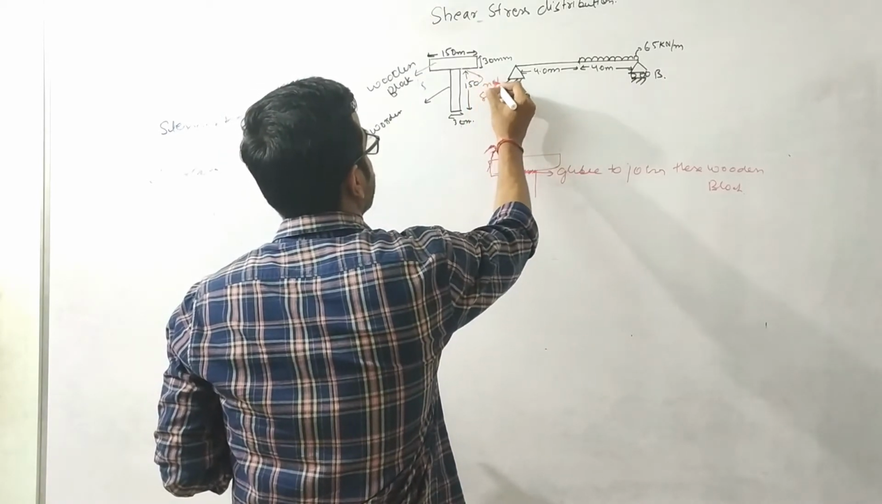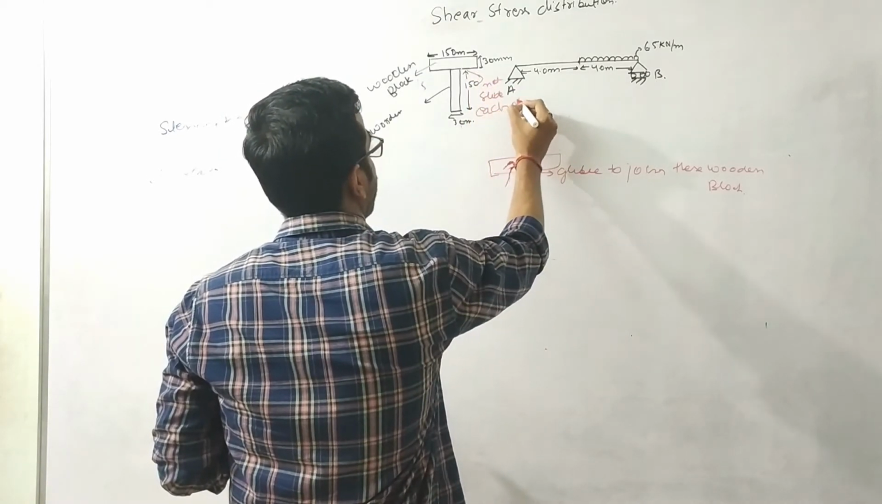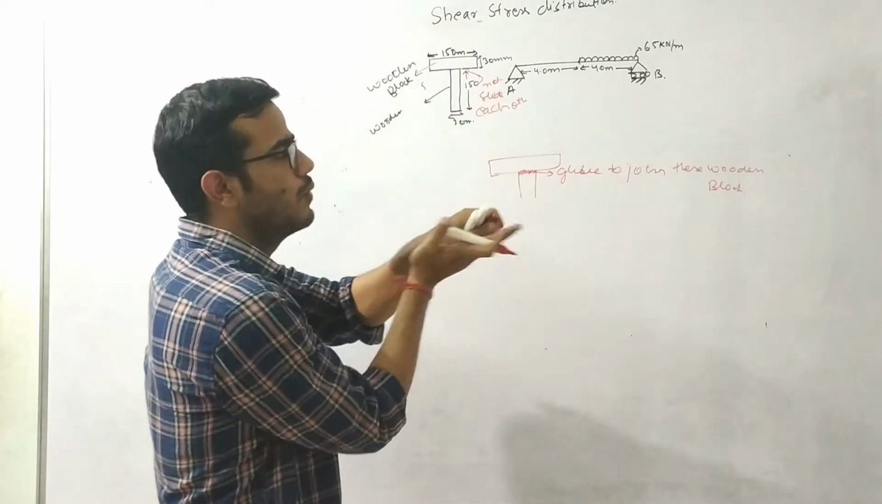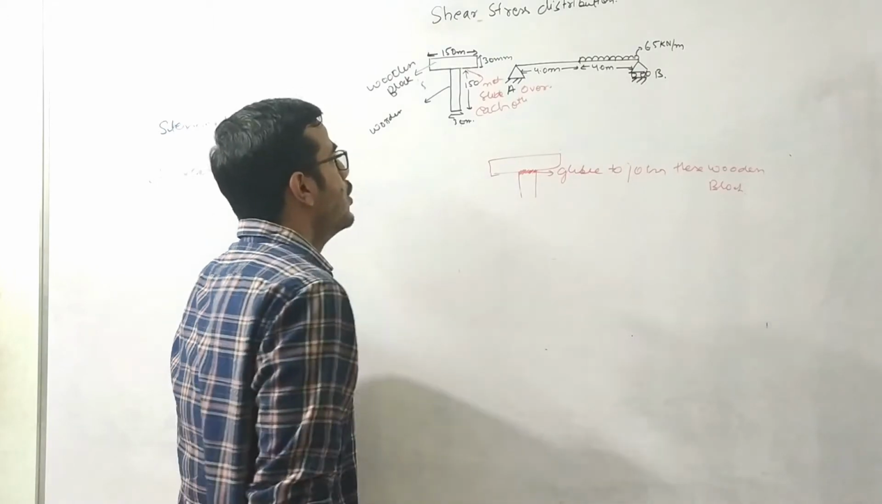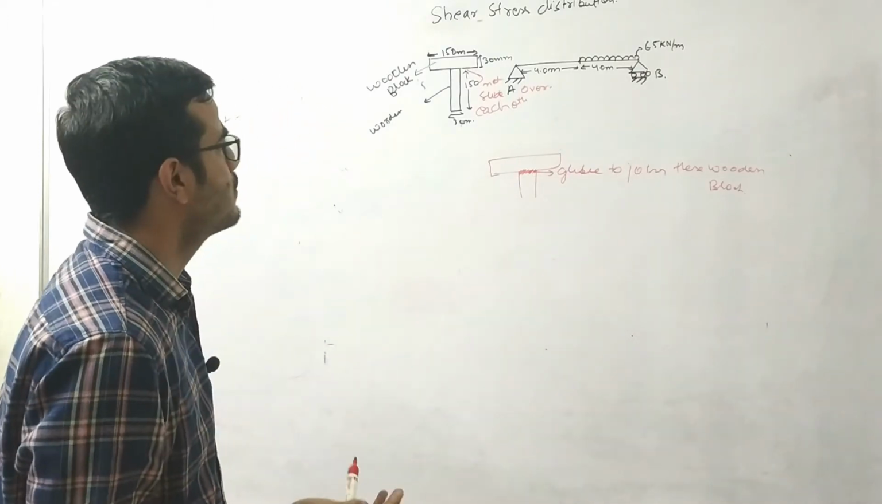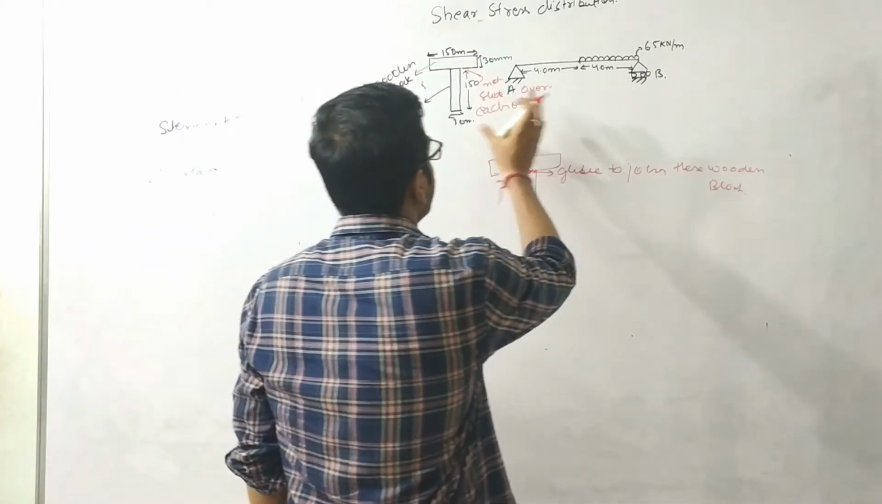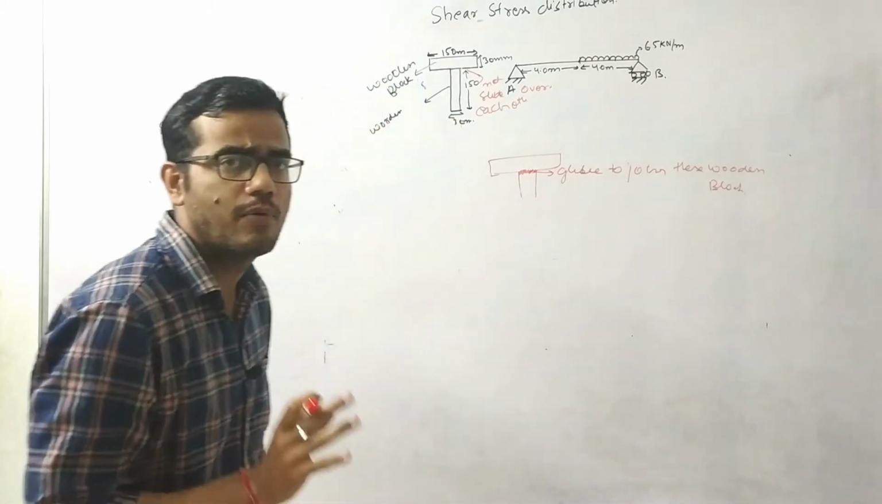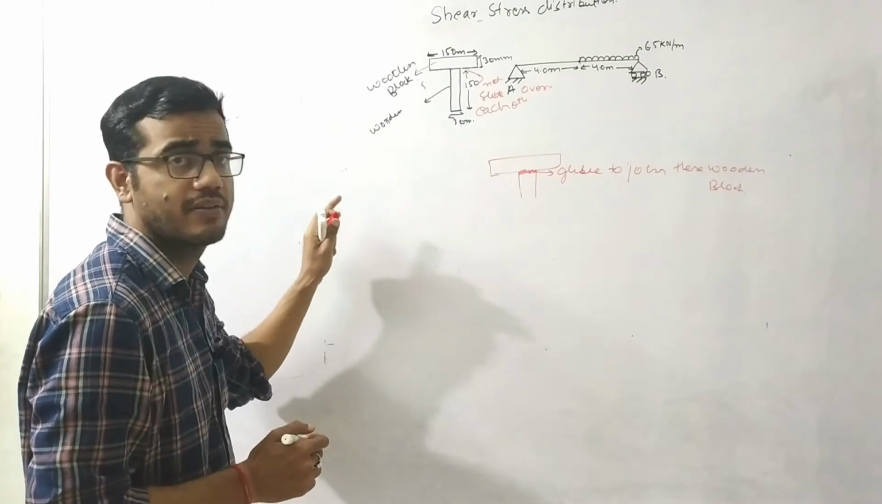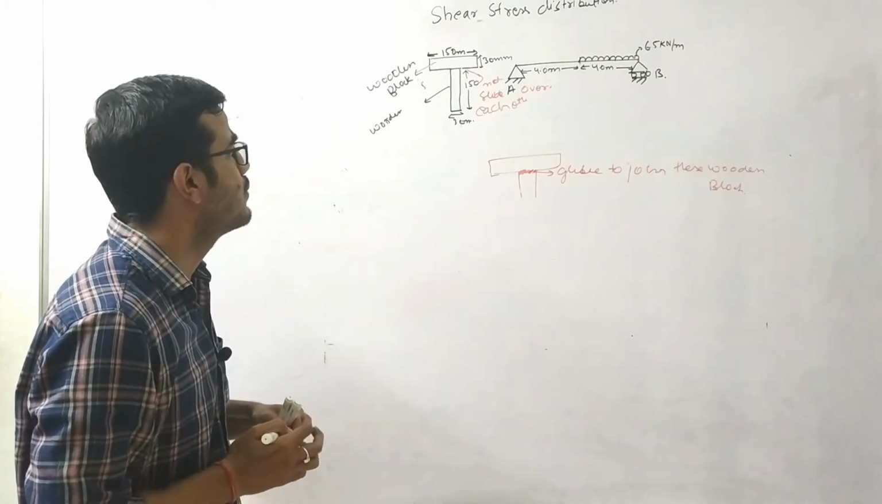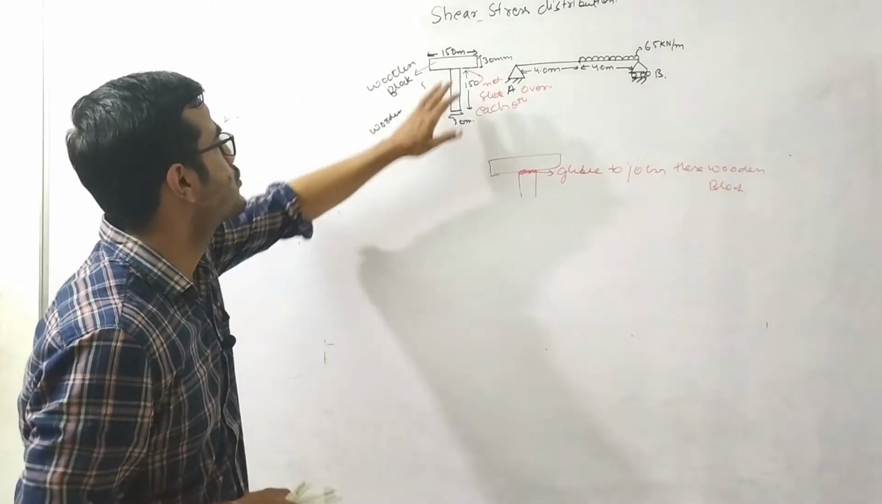Should not slide over each other. Why would they slide over each other? Because due to variation in bending moment, I have some horizontal shear stress, which I have already calculated. How to calculate this we have already discussed. So due to that horizontal shear stress, this portion can move.